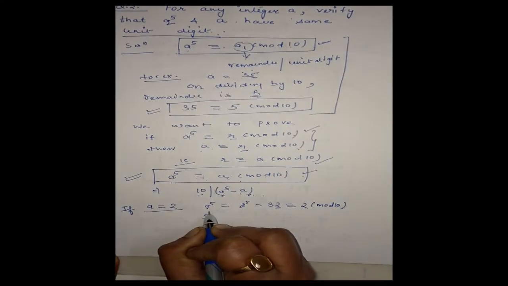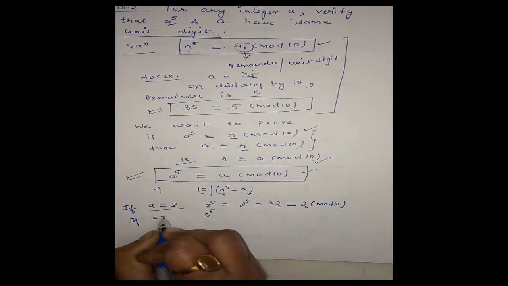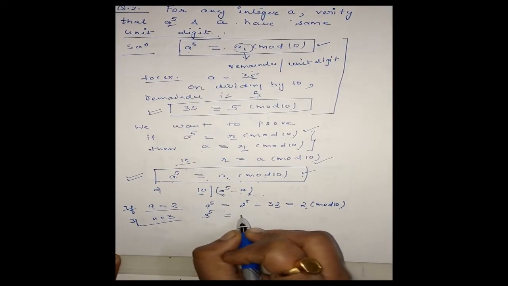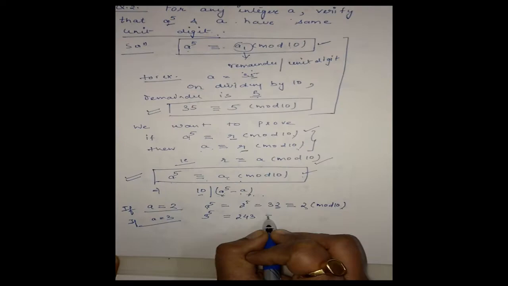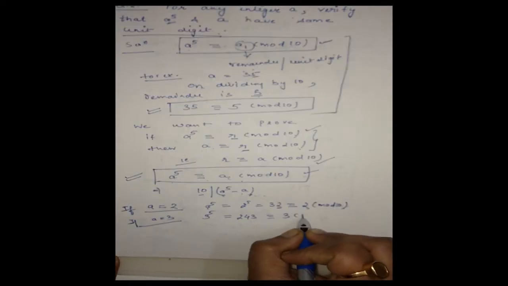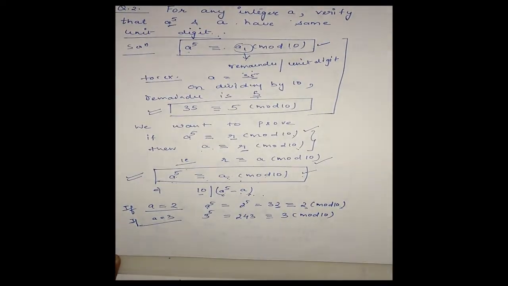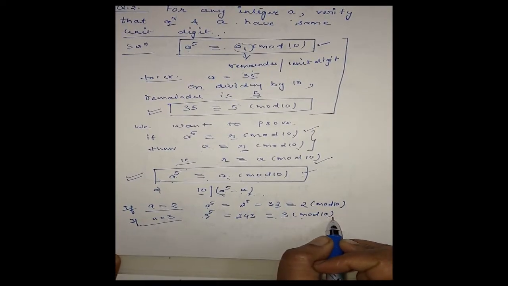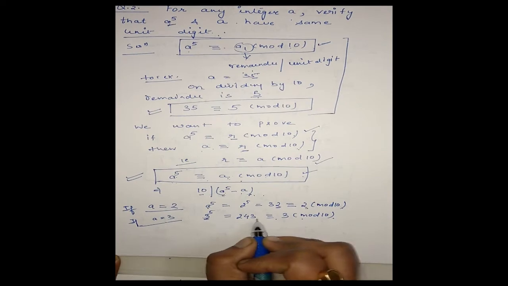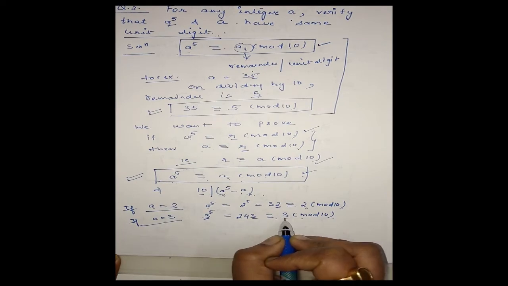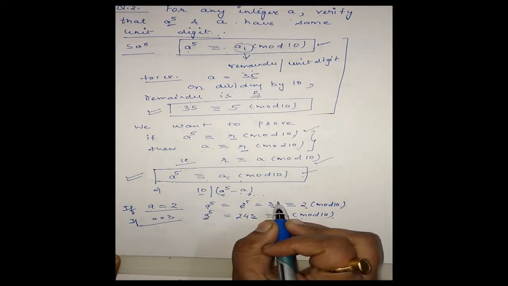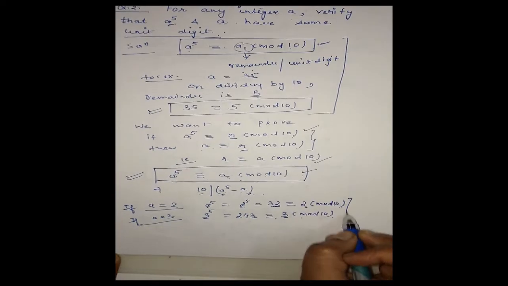Same way, if I take a to be 3, then 3 power 5 is 243, and on dividing by 10 the remainder will be 3. Clear? Here also a power 5 is congruent to a modulo 10. The last digit of 3 power 5, that is 243, and 3 is the same. The last digit of 2 power 5, that is 32, and 2, unit digit 2 and 2, same. This is what we are going to prove.